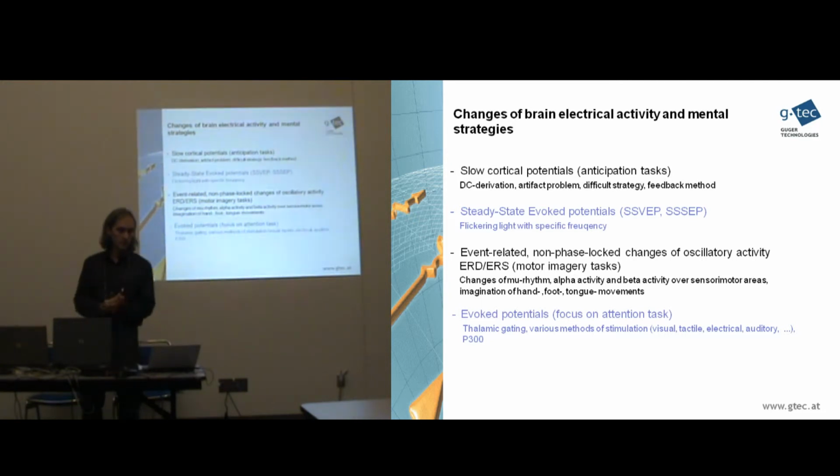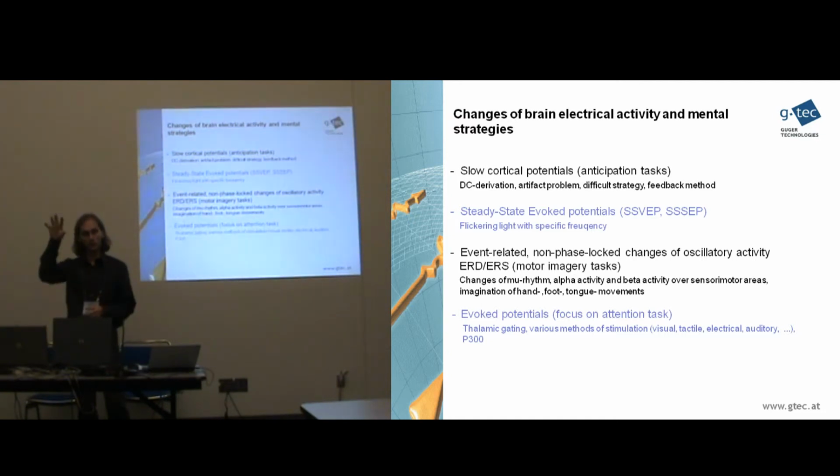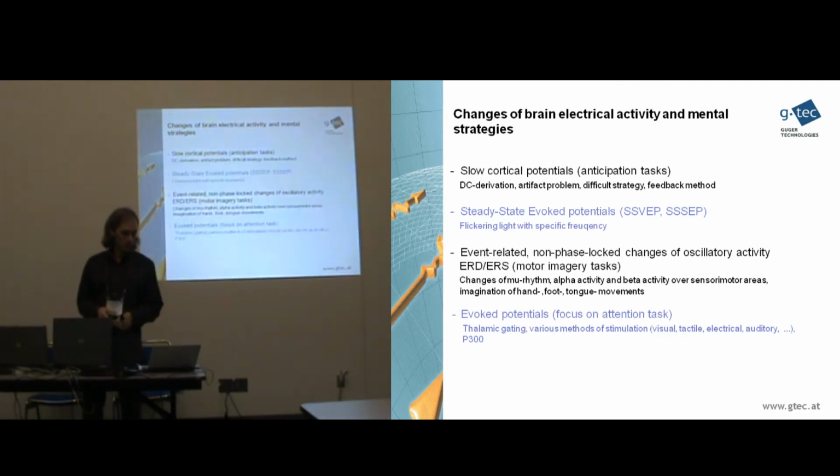The next principle are steady state evoked potentials. So you can, for example, have a flickering light that is flickering with 10 Hz. And if you're looking at this slide, you will see the same frequency in the EEG spectrum, and you can analyze it. Then you can use the event-related phase-locked changes of oscillations.